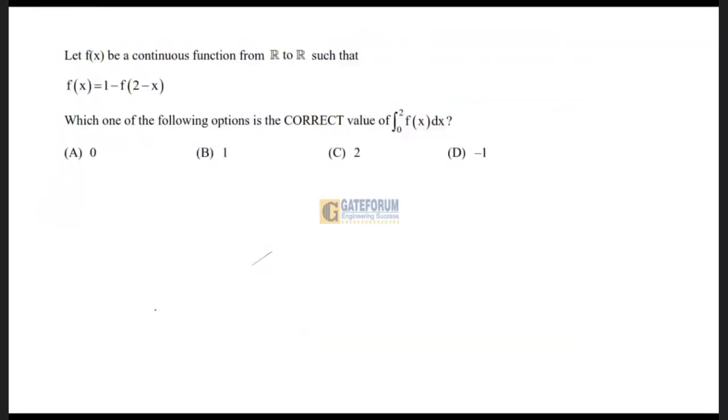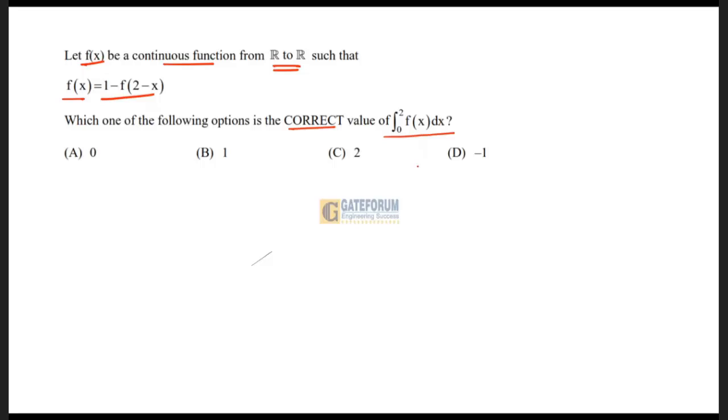The following question was asked from differentiation, and it is a 1 mark question. If you see the question, it is a very easy question. You can easily solve it in 1 or 2 minutes maximum. You only need to know the basic concepts, nothing else. The question is: let f(x) be a continuous function from real number to real number such that f(x) equals 1 minus f(2 minus x). Which one of the following options is the correct value of the integral from 0 to 2 of f(x) dx?